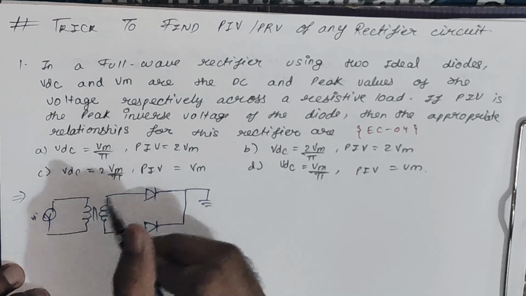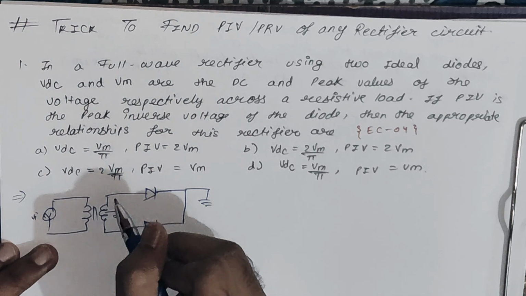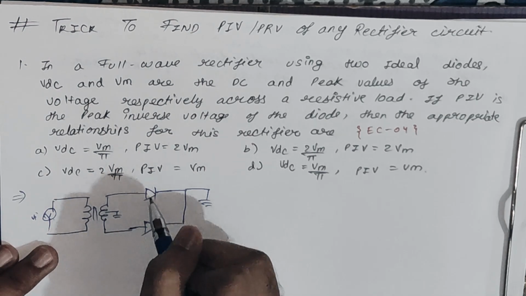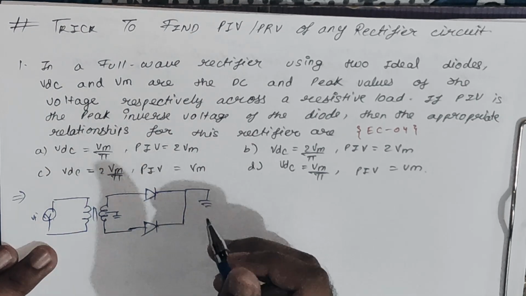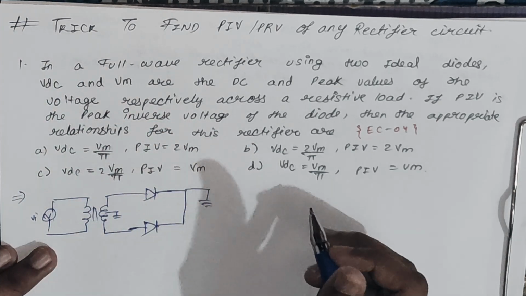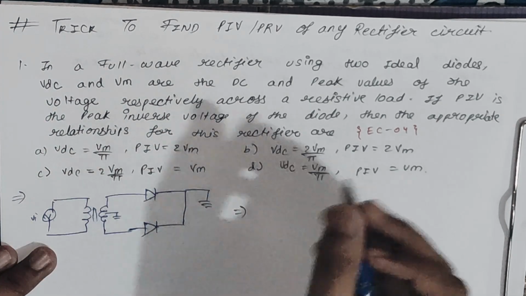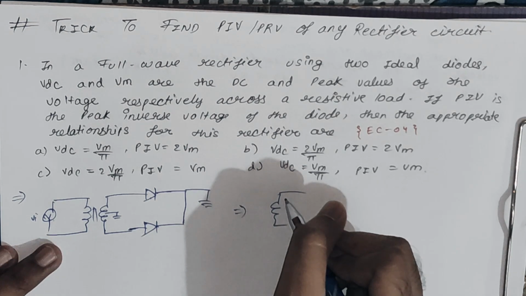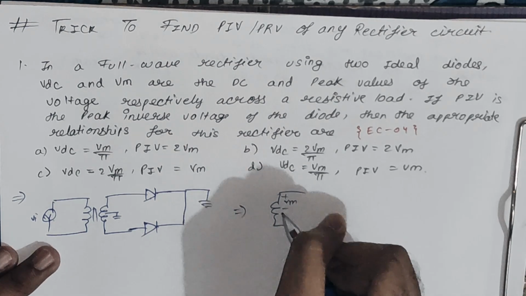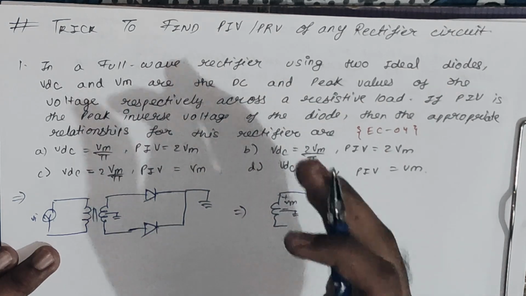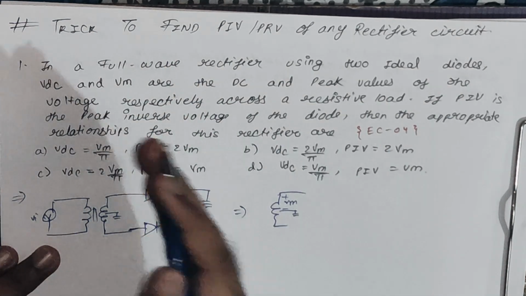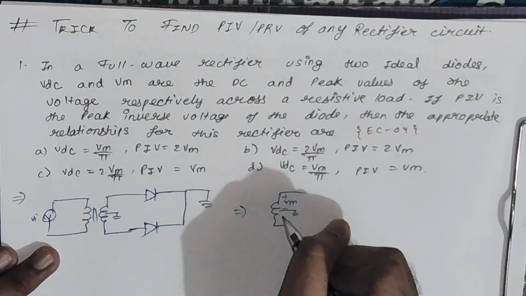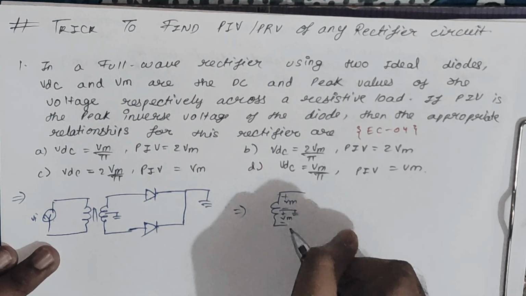Okay, so here if we consider the positive half cycle, you can see for positive half cycle this diode will be forward biased, but this diode will be reverse biased. Okay, so we can use that condition also. So if we take that condition, we will get this is our secondary winding, and here we will get plus minus VM. We are considering maximum voltage. As you can see, the PIV is the maximum reverse voltage applied across the diode. Okay, here also we will consider the same thing, minus VM.